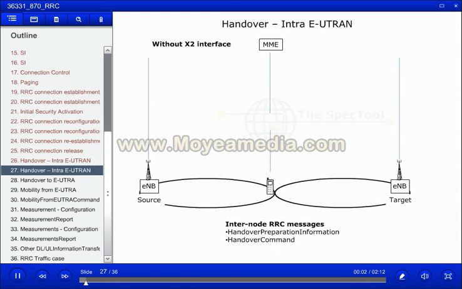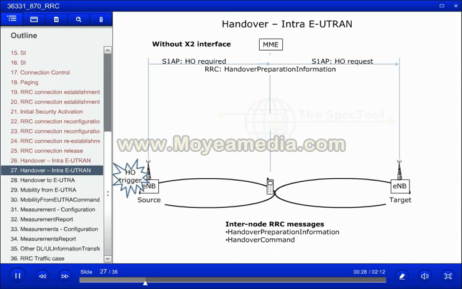In this example, the handover is carried out between two eNode Bs, between which the X2 interface is not implemented. There is no change of serving gateway or MME. The handover is triggered in the serving eNode B, which selects a target eNode B. The serving eNode B will send an S1 AP message, handover required, to the MME. This message will include the internode RRC message, handover preparation message, aimed for the target eNode B. The MME will send the S1 AP message, HO request, to the target eNode B, in which the handover preparation information message is forwarded.